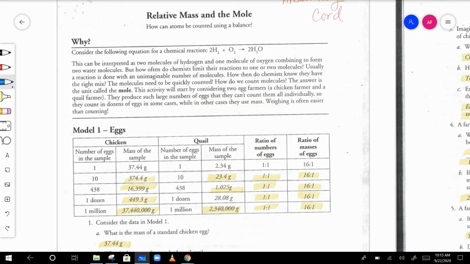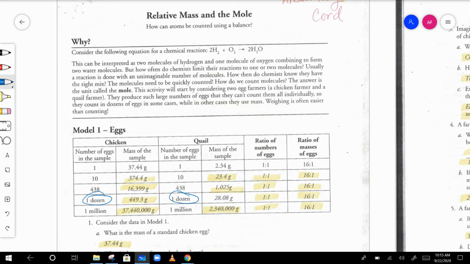When we talk about the number of eggs, we don't usually talk about one egg, two eggs. We talk about dozens of eggs. So we use this term dozen, because we buy eggs by the dozen. We don't buy a single egg or two eggs. We buy a dozen eggs, 12.